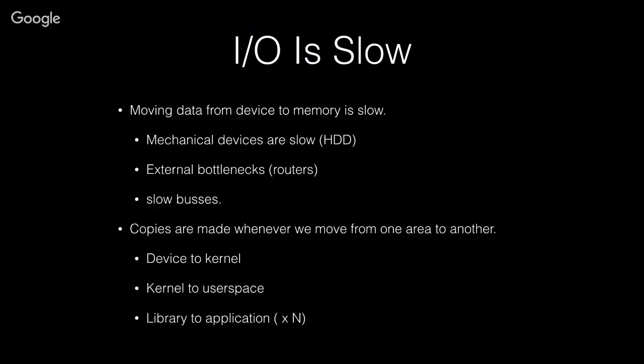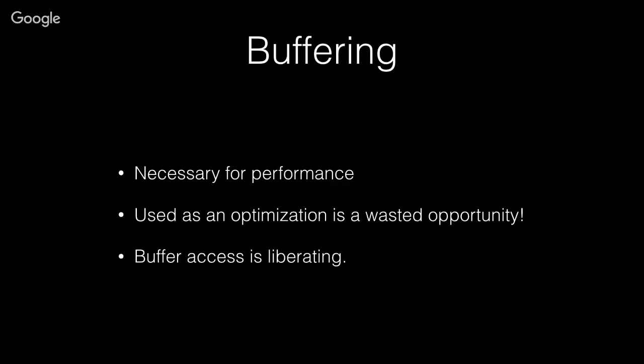Anytime you make a copy, you're wasting CPU cycles. And there are plenty of places where we do that: device to kernel, kernel to user space, and inside libraries, maybe through multiple layers of libraries. So we need buffering. It's obvious. It's necessary for performance. Using it as an optimization.